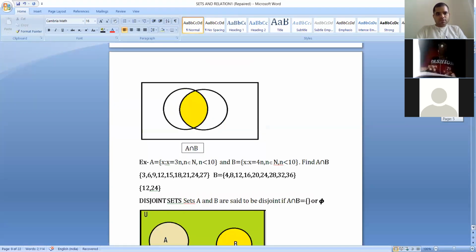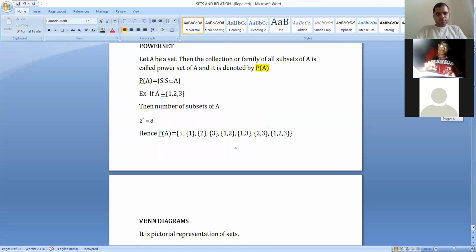So the power set is the set of all subsets of any set. What is the question? If A is equal to {1, 3, 5}, then find the number of elements in the power set of A. First we will find the power set of A. How many elements will the power set of A have?